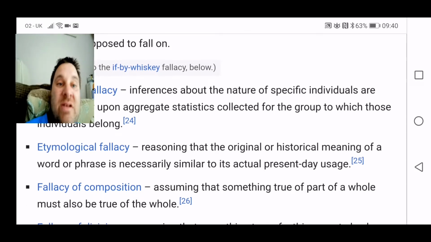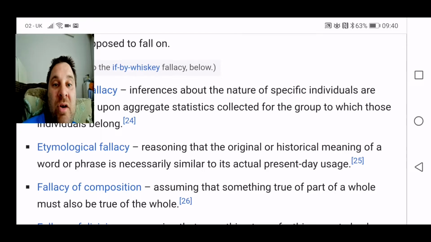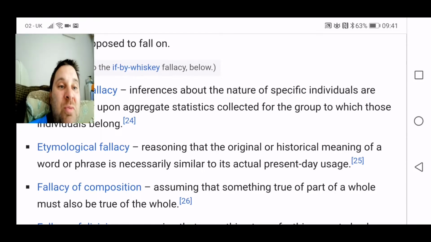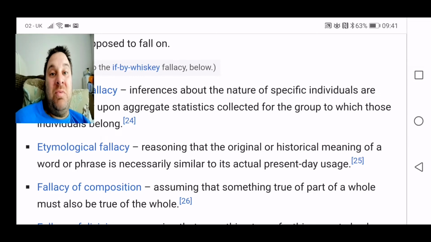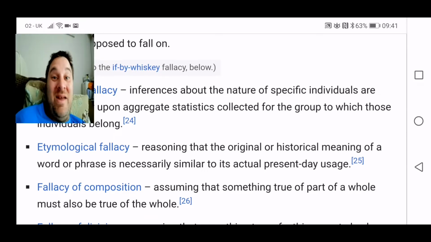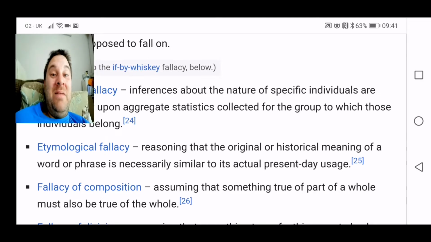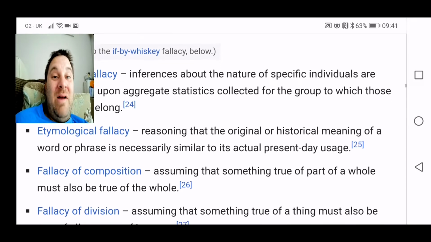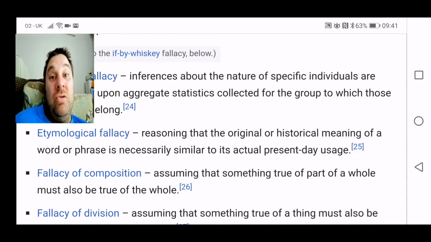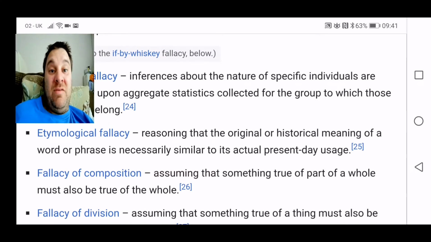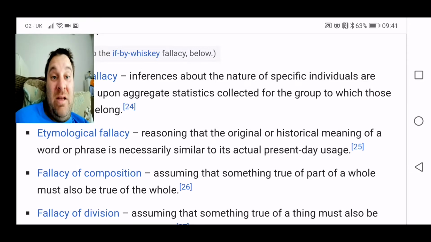Etymological fallacy: reasoning that the original or historical meaning of a word or phrase is necessarily similar to its actual present-day usage. I can say I've been guilty of that, because I've always used even the word aqua. The etymology of the word aqua literally means even level surface, and I've used that before. So I've actually used that fallacy by doing that. I'll admit to that. I've now realised that, so I don't use that fallacy no more. But it's still true though. That's what the word aqua means. But it's a fallacy to use that in an argument, basically, it says here.